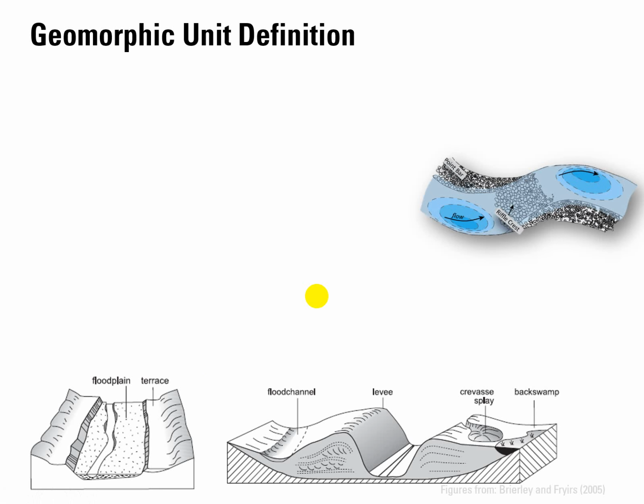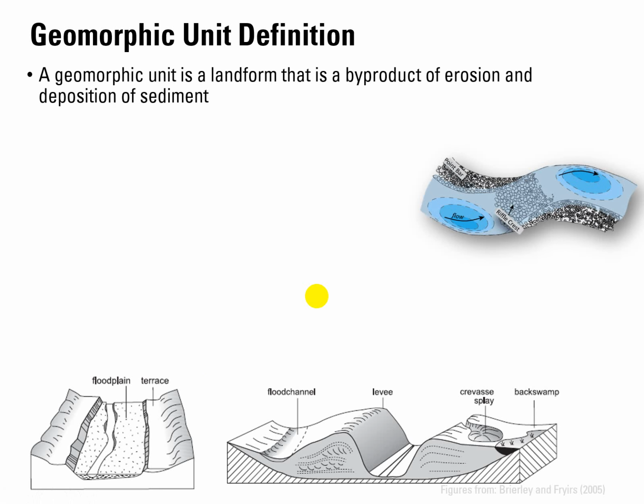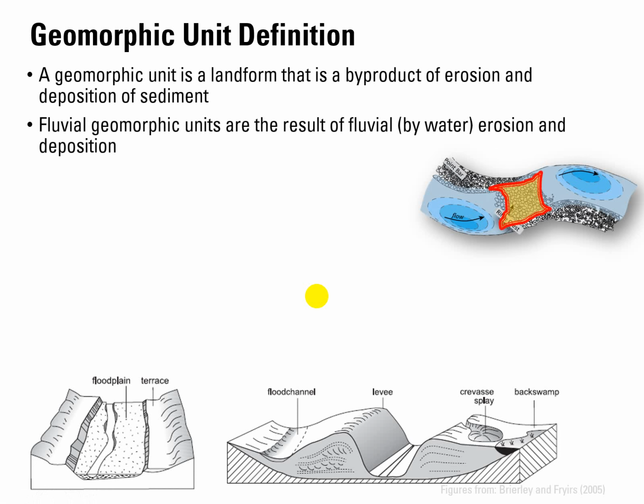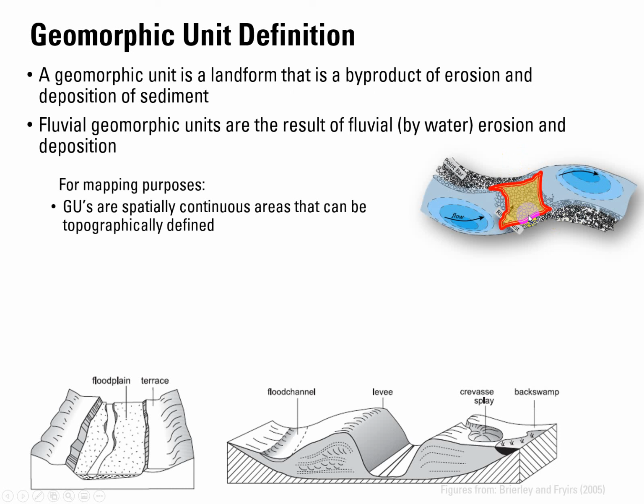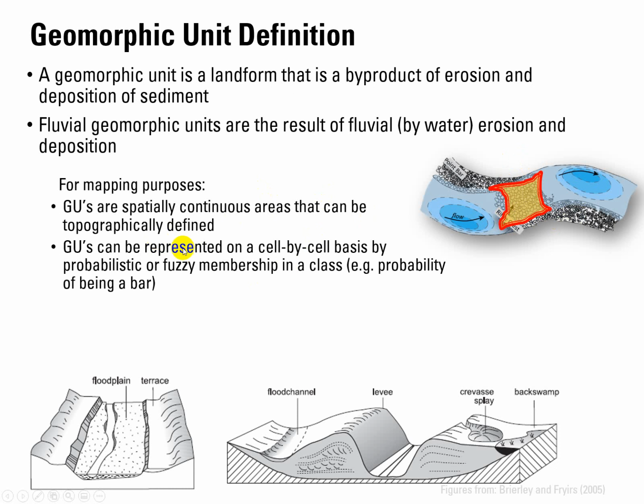So geomorphic unit, its definition: it's a landform that's a byproduct of erosion and deposition of sediment. Okay. Fluvial geomorphic units are just those that are created by water, right? Same sort of thing. So here's a nice example. There's a pool, those are units. There's a point bar, there's a point bar, those are units. And then highlighted here, this is a riffle, okay? So for our purposes, they're spatially continuous areas that can be topographically defined.